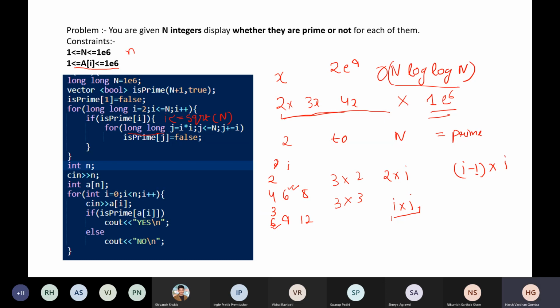If the maximum value of a_i and n weren't the same, then it would have been n log of max of a_i. Yes, basically here I have kept n to be the max of a_i only.